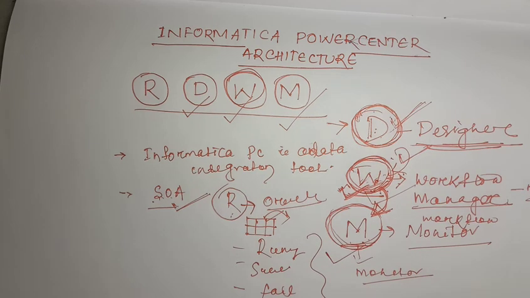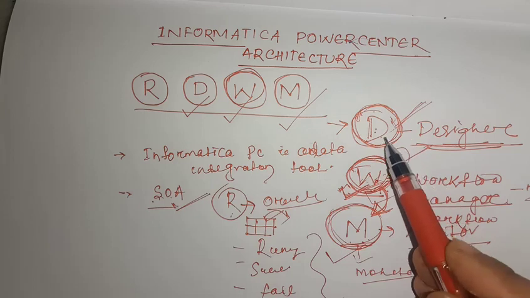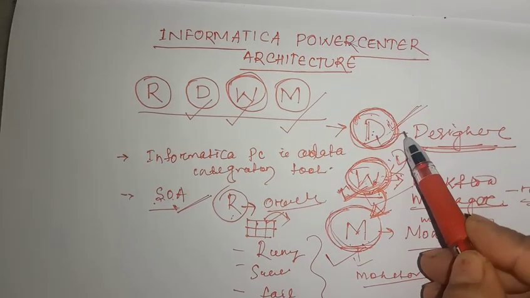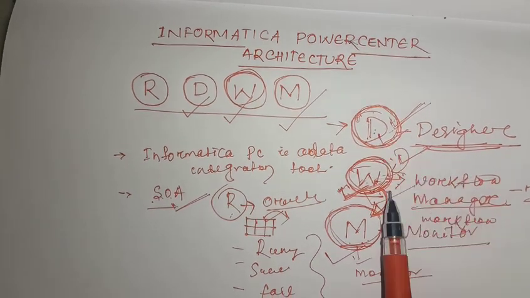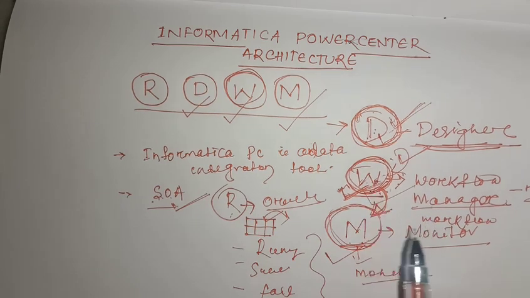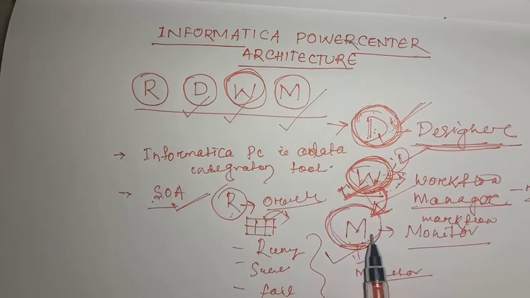This is all about the architecture of Informatica Power Center. First the developer designs the workflow in the designer window, then testers run the workflow, and the workflow goes to the monitor window, where we check the status of the workflow.